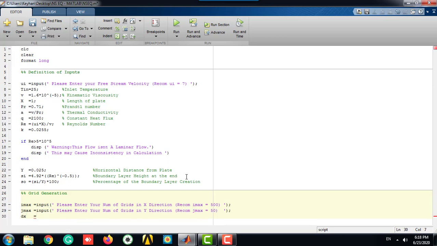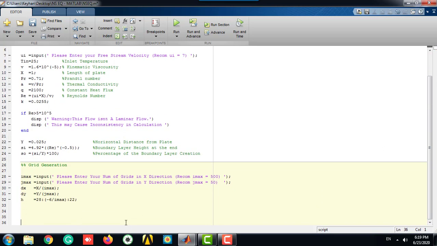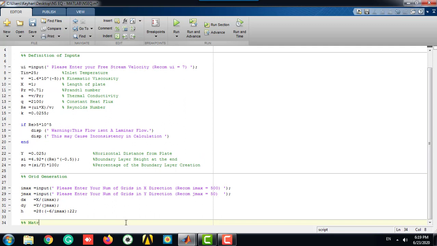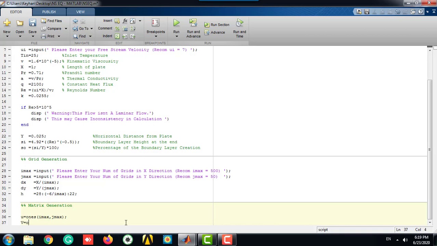And then with the help of Imax and Jmax, we are going to calculate the dx and dy, which are the distance from the next grid and the last grid. We define h in the next line, which is the convective coefficient of the air, but since the temperatures are changing rapidly, we have between 28 and 22. In the next level, 5 matrices, which are the initial values of u, v, x, y, and t, will be defined.